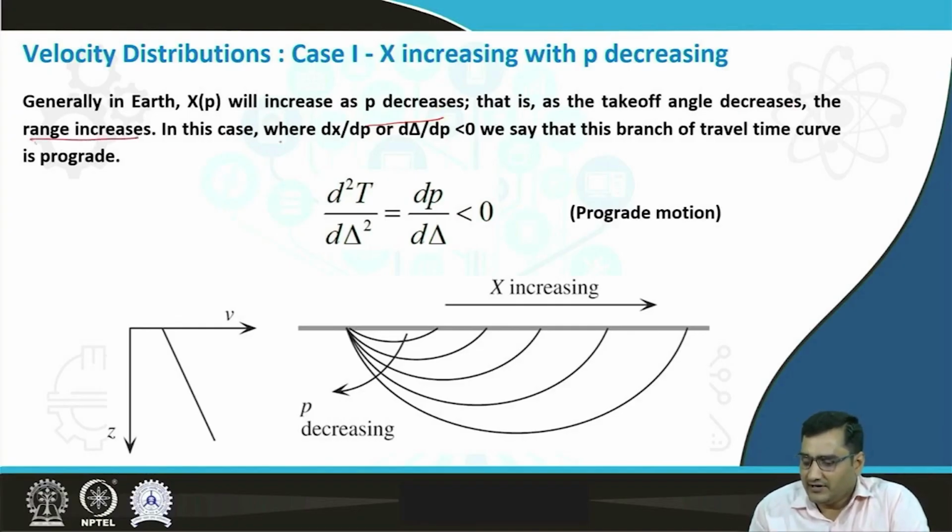In this case, where dx by dp or d delta by dp will be less than 0, we say that this branch of the travel time curve is prograde. So this is basically known as prograde motion, because p is decreasing with increasing x. This is the velocity model of the normal earth situation, where the velocities are smoothly increasing with depth. If you go from here to there, you will encounter rays with lower ray parameter and hence traveling a larger distance on the surface.